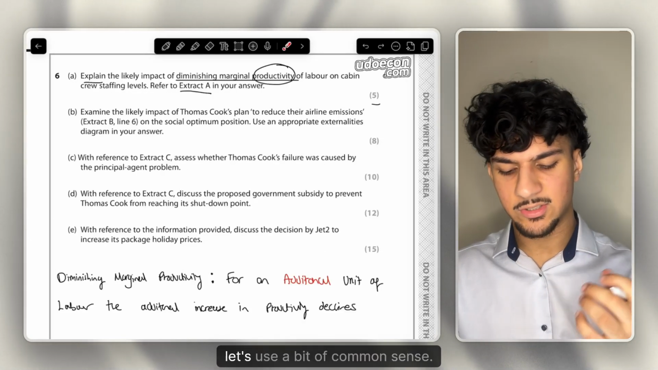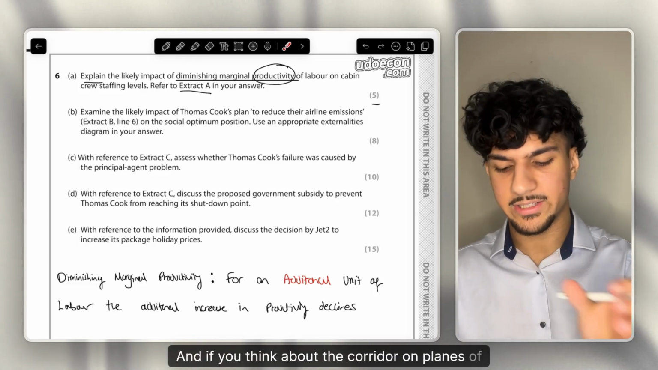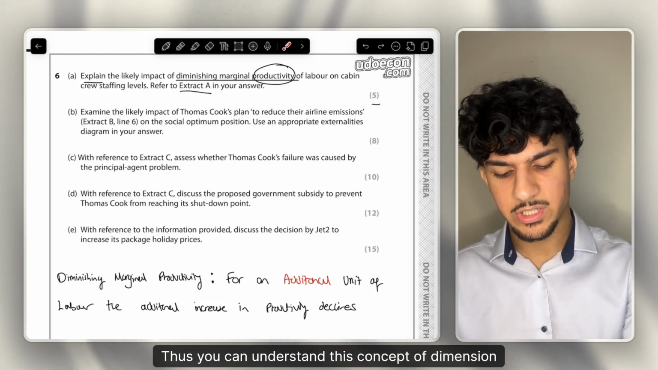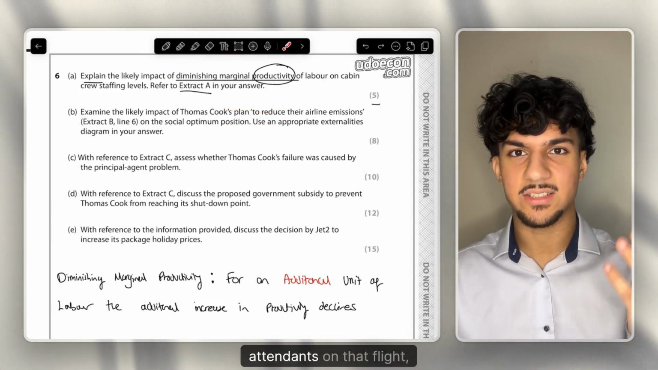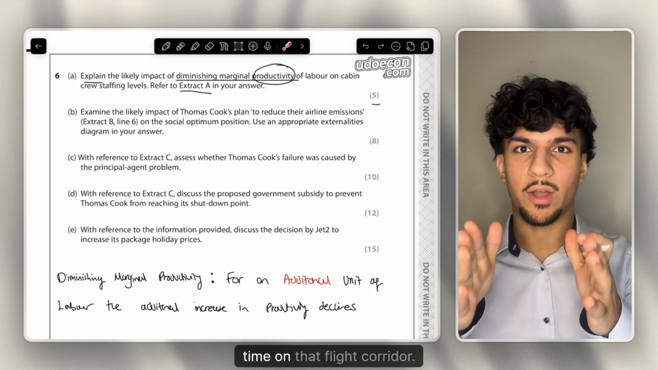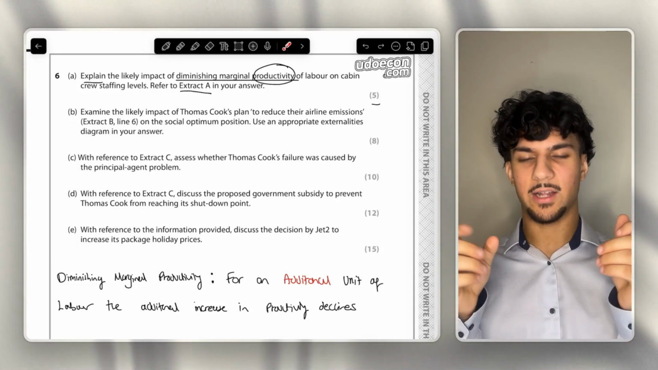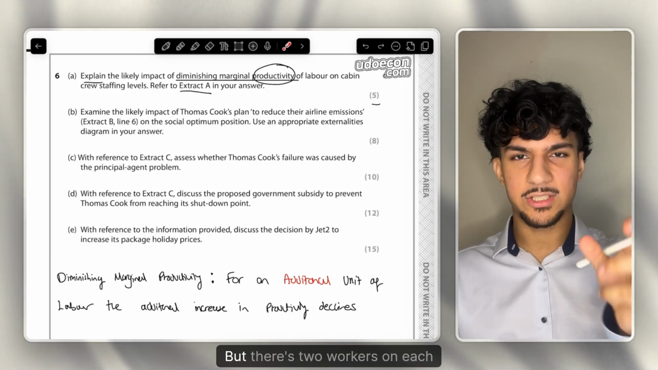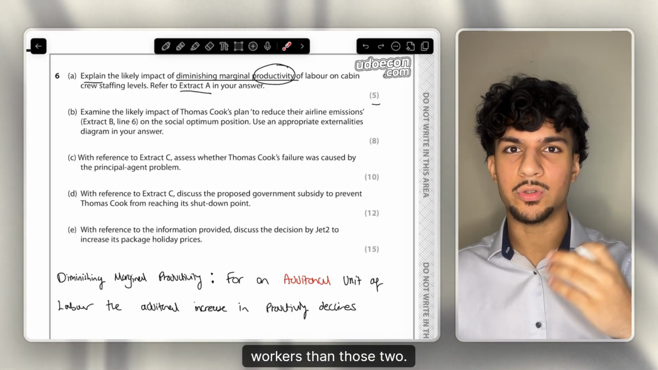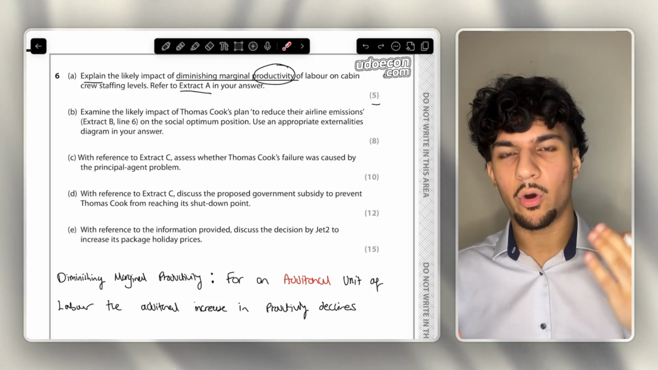But before we look at the extracts, let's use a bit of common sense. We're talking about flights and planes, and if you think about the corridor on planes, it is quite small and limited. Thus you can understand this concept of diminishing marginal productivity: you could have 10 flight attendants on that flight, but usually you can only fit 2 people at the same time in the corridor. On flights there's usually 2 corridors, where they bring the trolley, with 2 workers on each corridor. Therefore there's no point hiring any more than those 4 workers at a time, since there's limited space and they can only fit 4 workers.